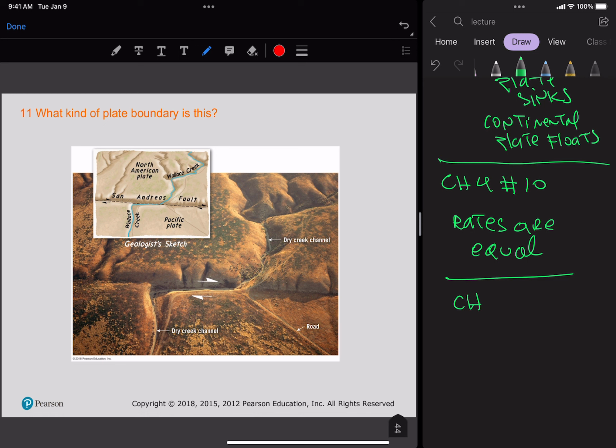Okay, chapter 4, number 11. What kind of boundary are you looking at here? In this picture right there, that's the hint. So, let's see what it is. So the plates are moving past each other in opposite directions, so that is again a transform boundary. Alright, so that completes chapter 4.